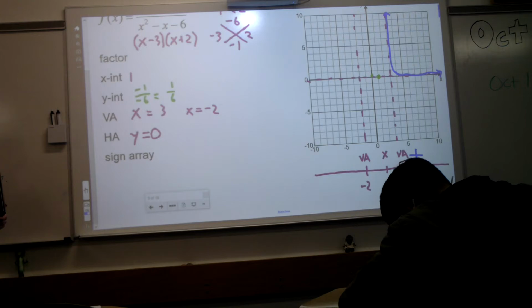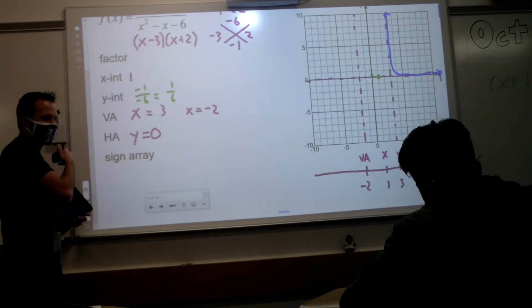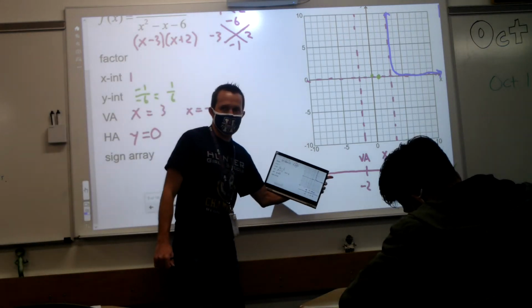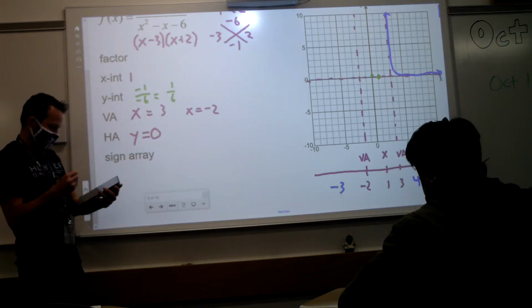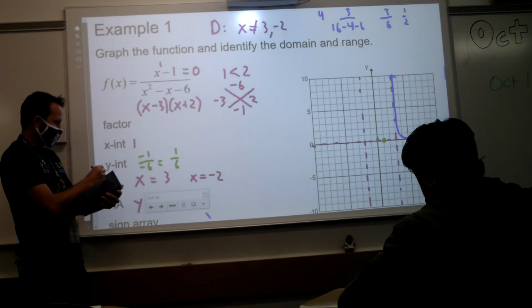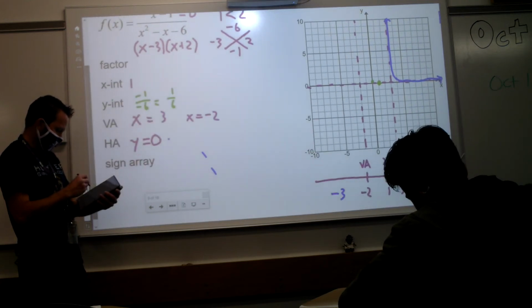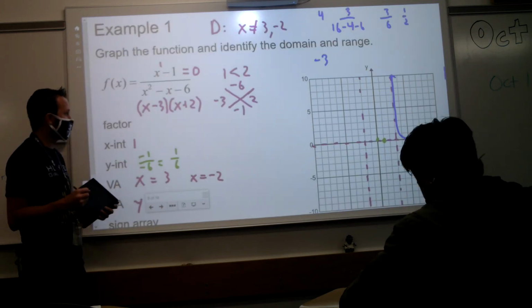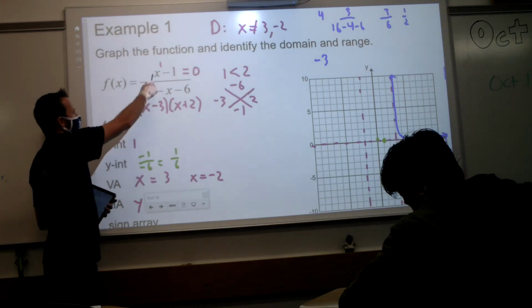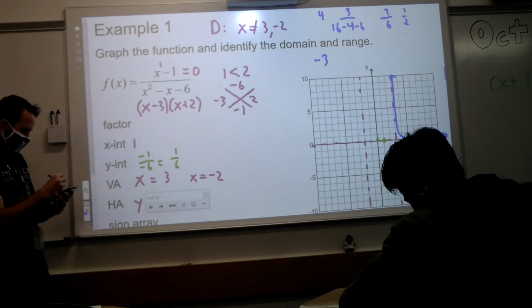Okay, now let's test a point over on the other side. What's a number that's less than -2? Let's do -3. That would be the easiest one to do, okay? And we're wondering, is that going to give us a positive or a negative value? Okay, so now I'm going to test -3. When I plug in -3, I'm going to get -3 minus 1. That's going to give me -4.